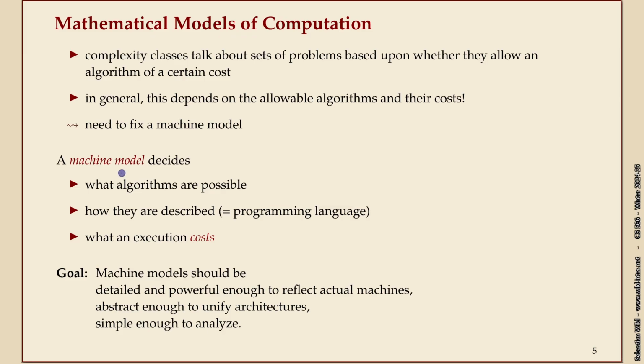So what's a machine model? It defines what is an algorithm. So what are programs? What can I write down as a computational recipe? How are they described? Some sort of programming language is usually associated with this. And crucially, what are the costs of an execution? That's also part of the machine model. And this is what I took from efficient algorithms. They should be detailed and powerful enough to reflect what actual machines do, while at the same time unifying the specific iteration this year, and hopefully be also simple to analyze. That's often hard to achieve, all three of them at the same time.